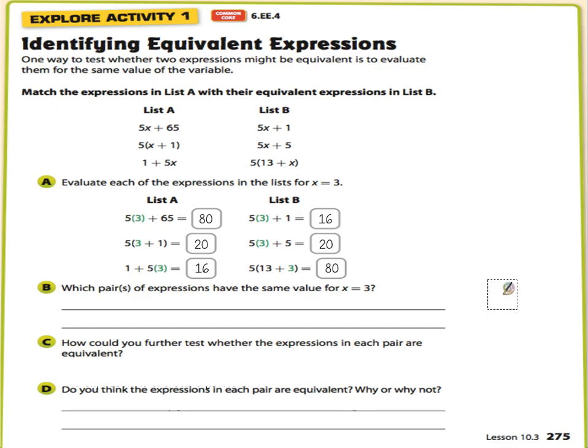All right, so now I can look and see that I have pairs of expressions that are equivalent. I see that my first two expressions that are equivalent are 5 times 3 plus 65 and 5 times the quantity 13 plus 3. My other pair of equivalent expressions are 5 times the quantity 3 plus 1 and 5 times 3 plus 5. And my last set of equivalent expressions are the ones that were just flipped from one another, 1 plus 5 times 3 and 5 times 3 plus 1.